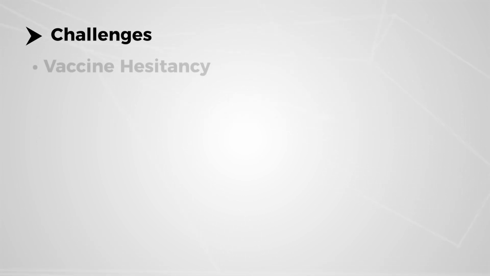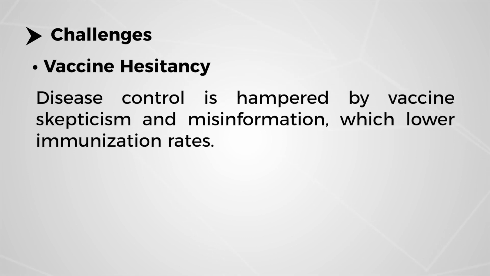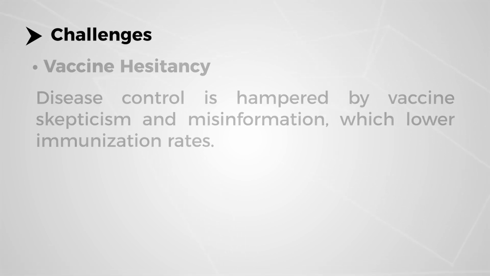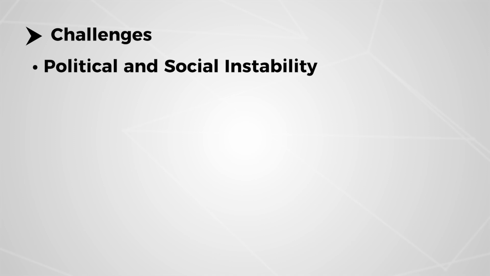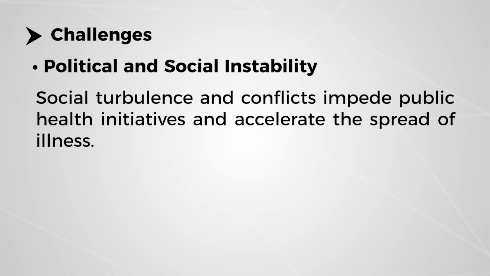So, if that is the problem, then you couldn't identify them, and it is very difficult to monitor. Vaccination hesitance: disease control is hampered by vaccine skepticism, or maybe you can say misinformation, which lowers immunization rates. Then sometimes political and social instability, like social turbulence and conflicts, impede public health initiatives and accelerate the spread of illness.